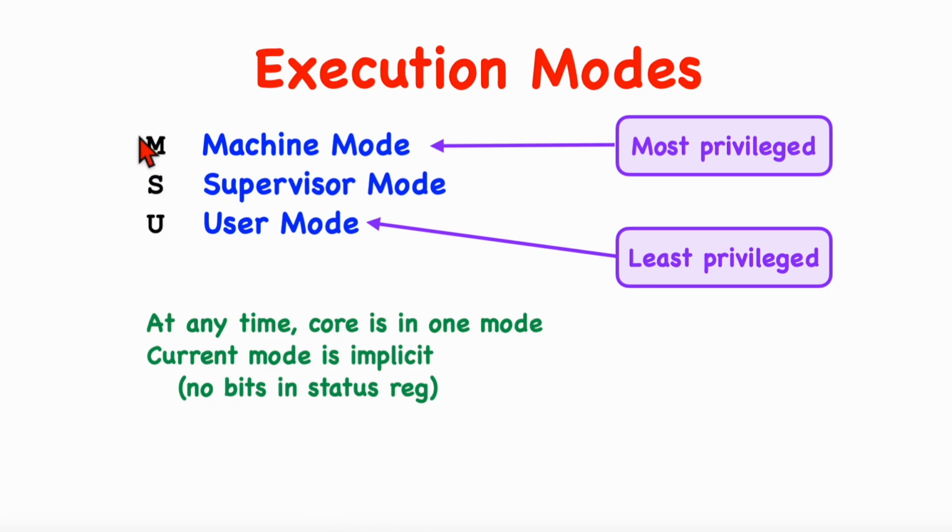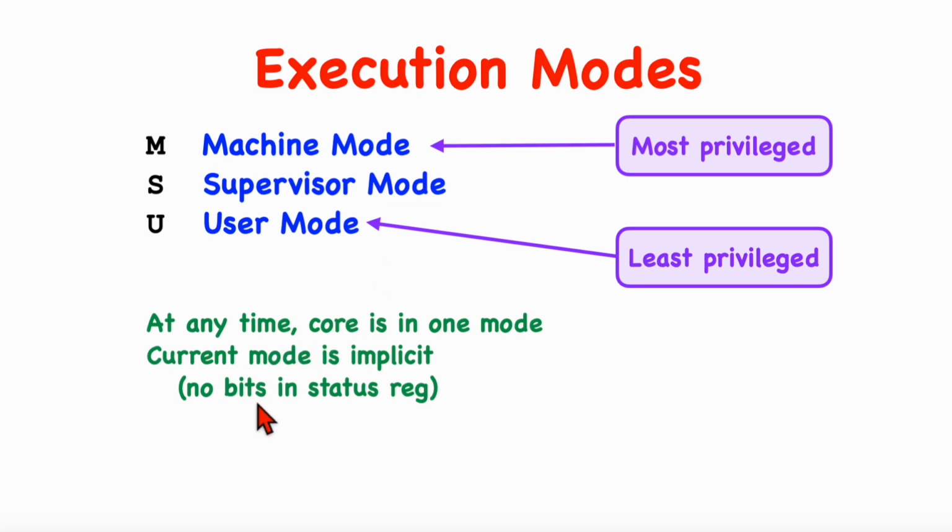Let me begin by stating that with RISC-V there are three execution modes. At any instant in time, the core is executing in exactly one of these three modes. The execution mode is also called the privilege level. Machine mode has the greatest privileges, and essentially there is no security checking. User mode is operating at the lowest privilege level, and there are many operations that cannot be done in user mode. And supervisor mode is intermediate.